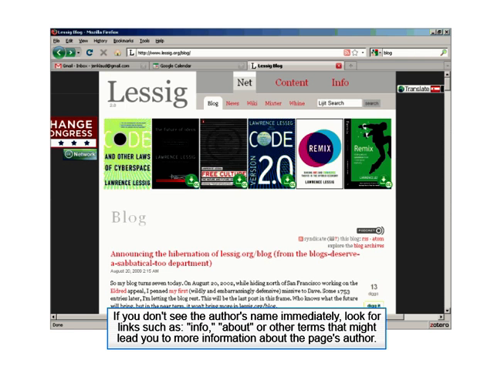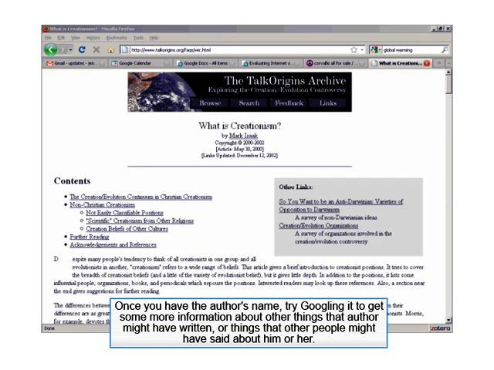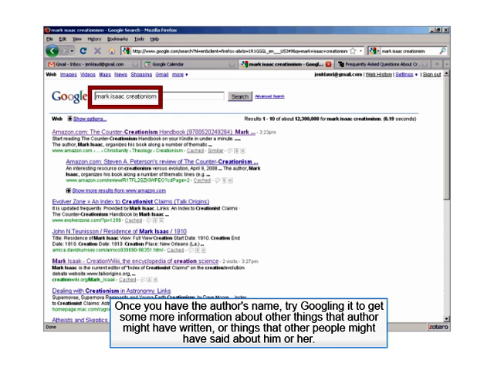If you don't see the author's name immediately, look for links such as info, about, or other terms that might lead you to more information about the page's author. Once you have the author's name, try Googling it to get some more information about other things that author might have written or things that other people have said about him or her.